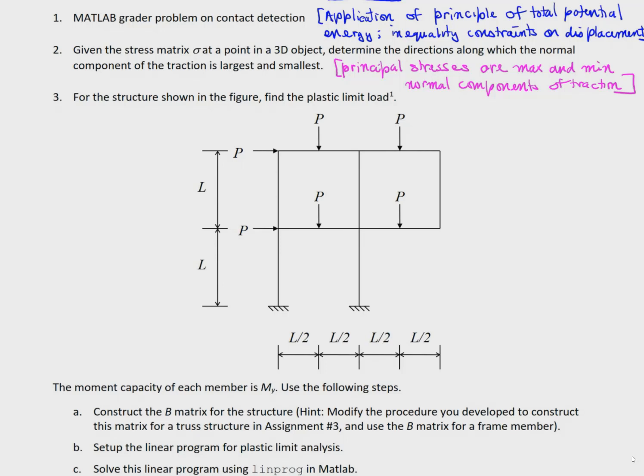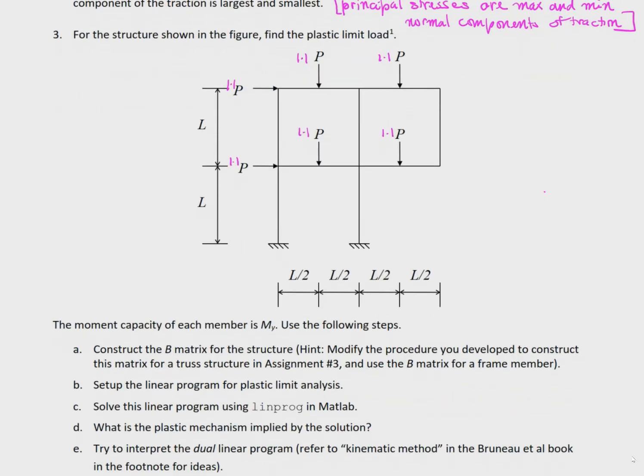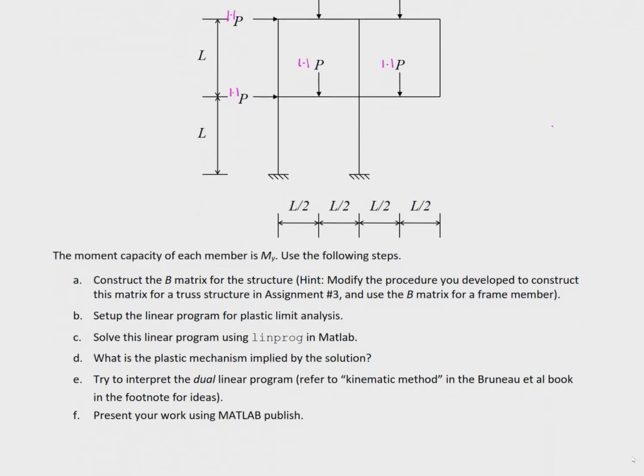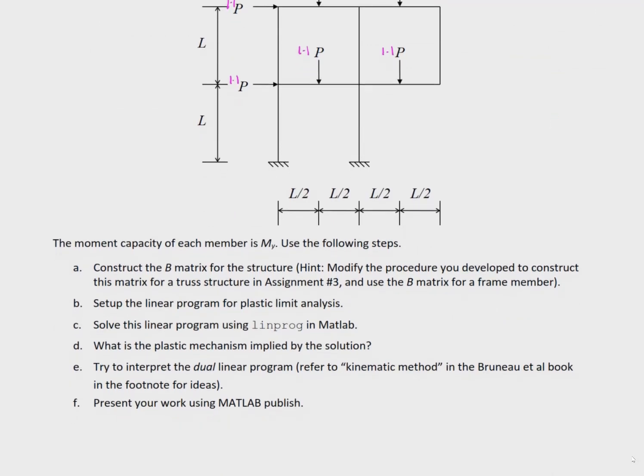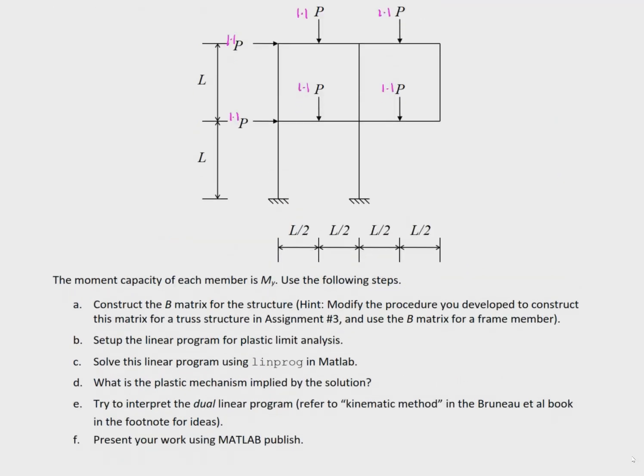So for example, let's say we want to multiply all of these loads by a factor 1.1. Or by a factor 1.2, let's say. So what is the largest factor we can multiply this load pattern by before the structure will fail? That kind of analysis is called limit analysis. And how exactly to set this limit analysis up as an optimization problem is covered in one of the videos.